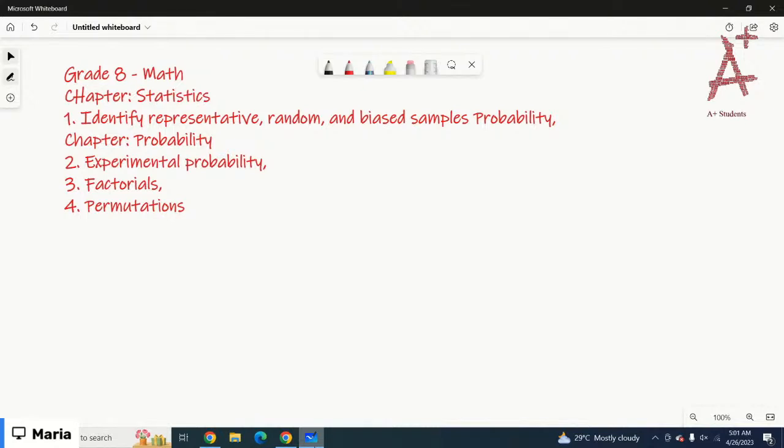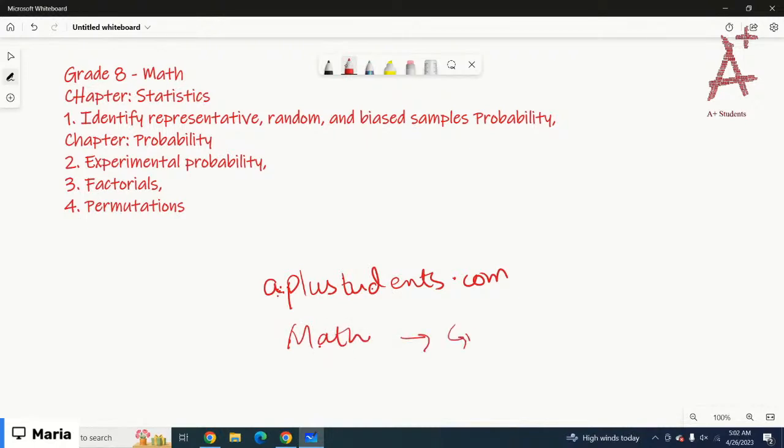We are here for grade 8 maths. You can find all the lessons on aplusstudents.com. You have to log in there using your email address, and the password is provided by the administrator. Then you have to select math from the subject tab, scroll down to grade 8 maths, and then click on view all lessons.